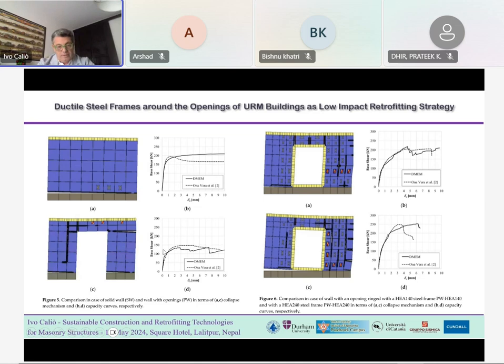The capacity curve obtained experimentally and numerically in the experimental campaign performed by Ona Vera and other authors in presence of the opening, and also the same layout considering the steel frame around the opening.